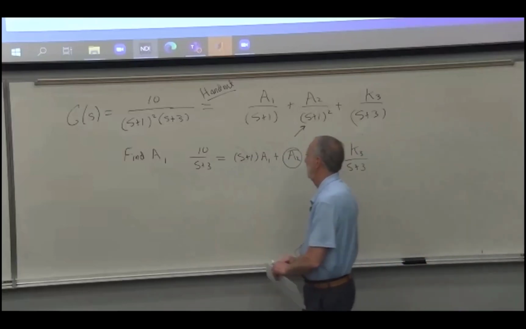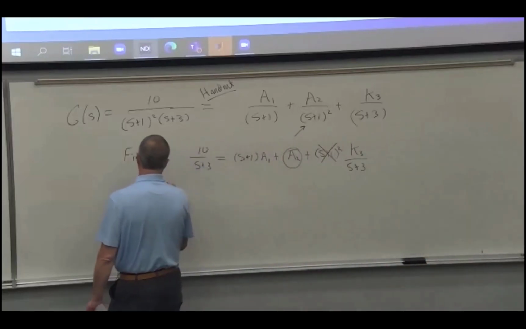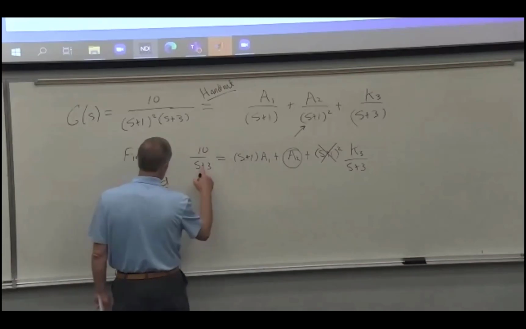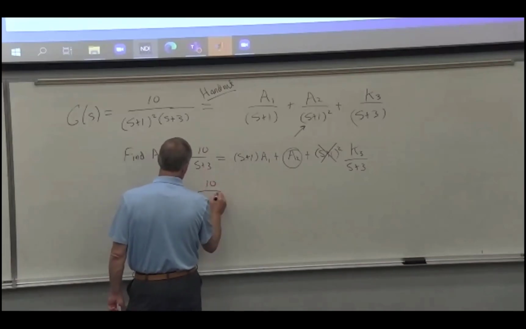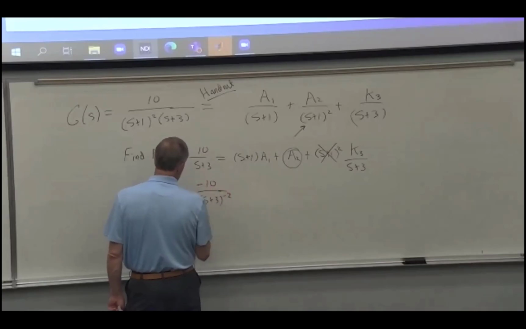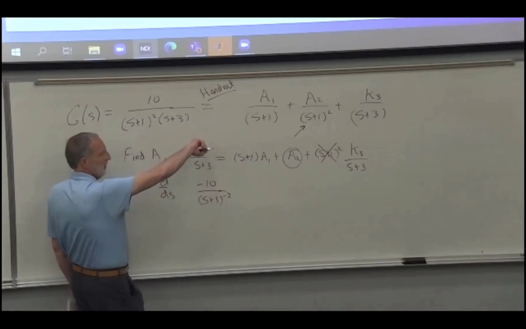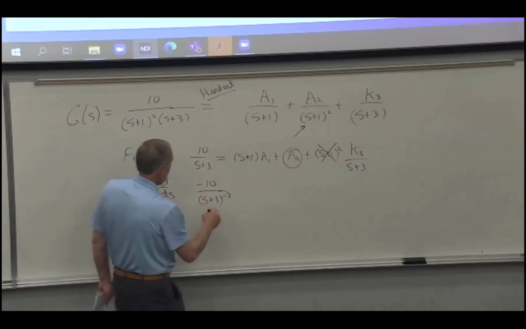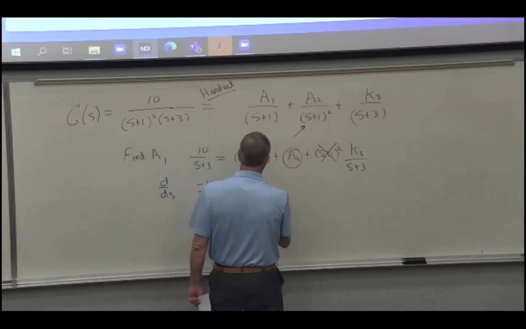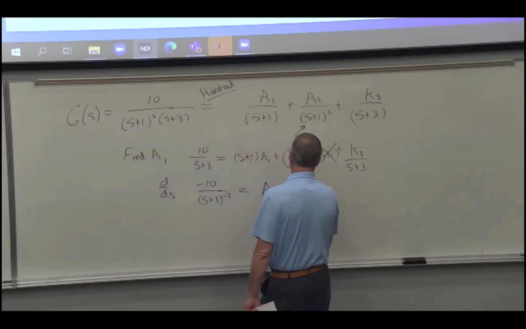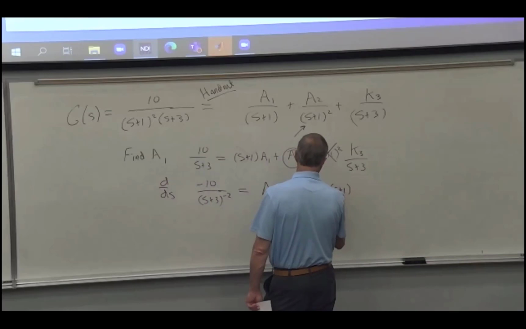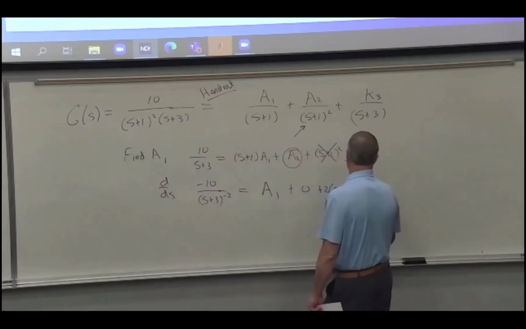So we multiply by (s+1) squared, and then we take d/ds. We're going to get 10 over (s+3) to the -2. So that's (s+3) to the -1 up here. Take the derivative, and we get that. The derivative here gives us A1. A2 is 0 because it's the derivative of a constant, and we're still going to get an (s+1). We take the derivative of that.